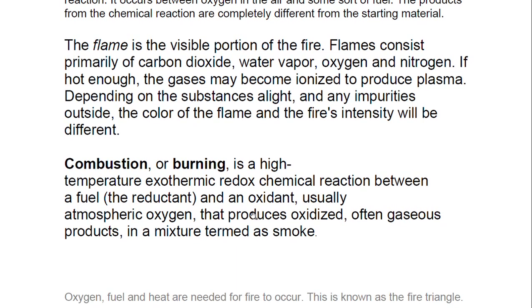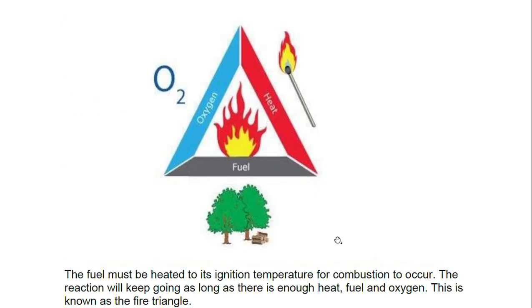Now, what is known as combustion? Combustion, or burning, is a high temperature exothermic redox chemical reaction. Both endothermic and exothermic reactions are types of redox reaction, as you must have studied in chemistry. It occurs between a fuel and an oxidant, usually atmospheric oxygen, and produces oxidized, often gaseous products in a mixture termed smoke. So these were the definitions of fire.